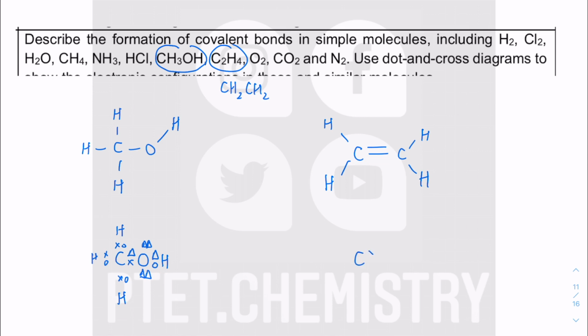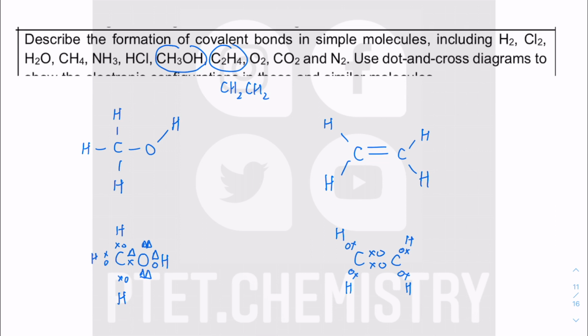For this one, I'll have cross dot. That doesn't sound right. I want to show the double bond, so cross dot carbon. If I use cross dot for hydrogen, cross dot for hydrogen, cross dot for hydrogen, cross dot for hydrogen, that should have been all right.